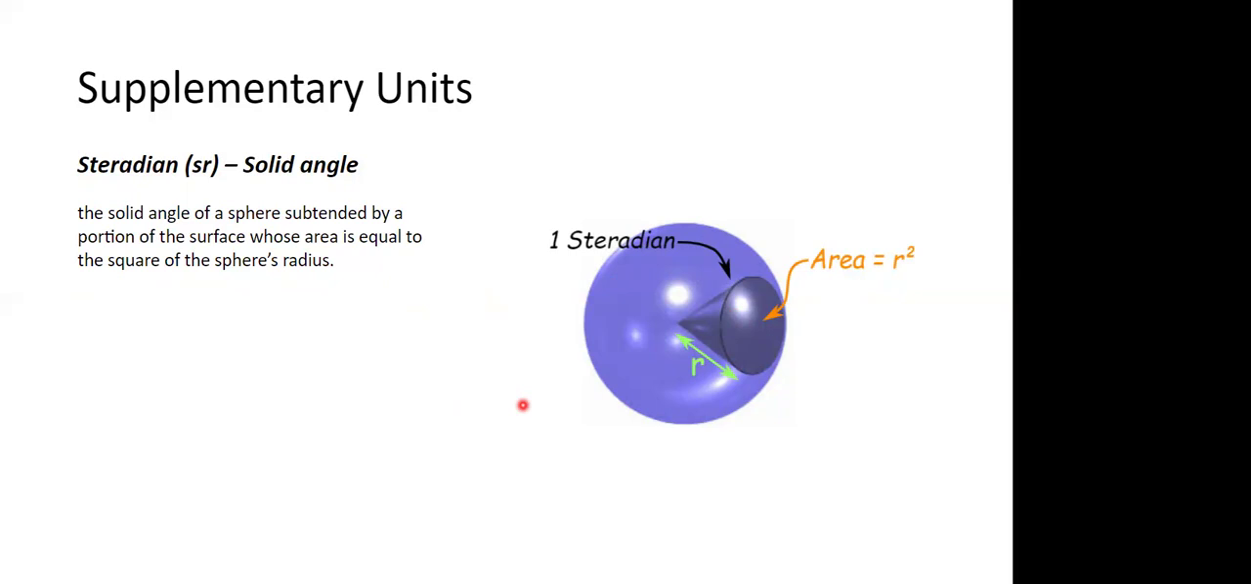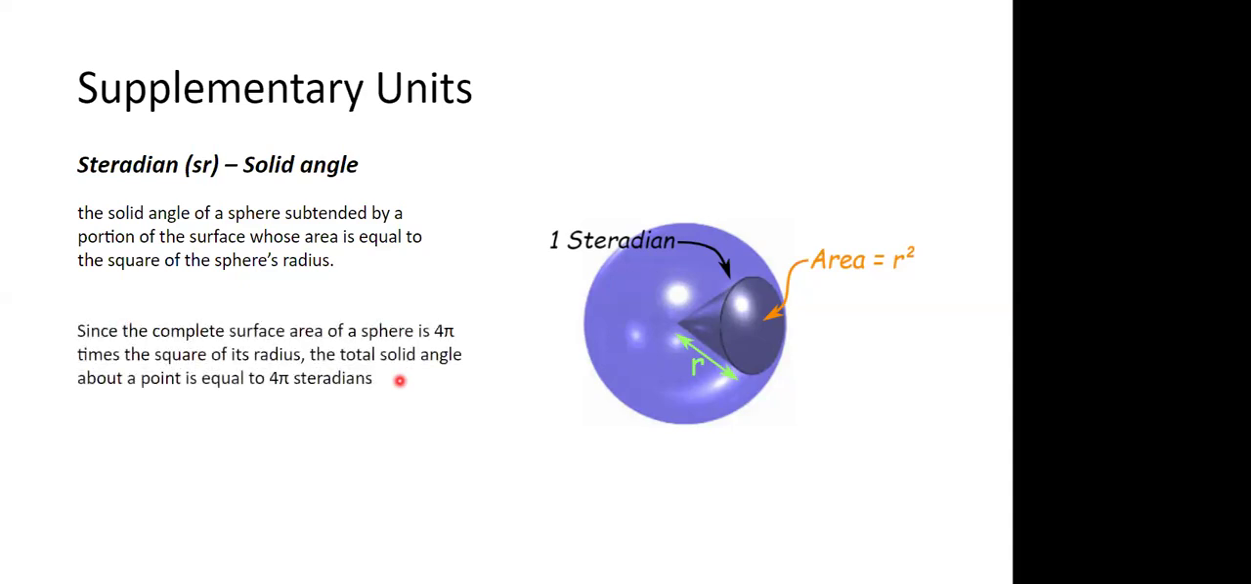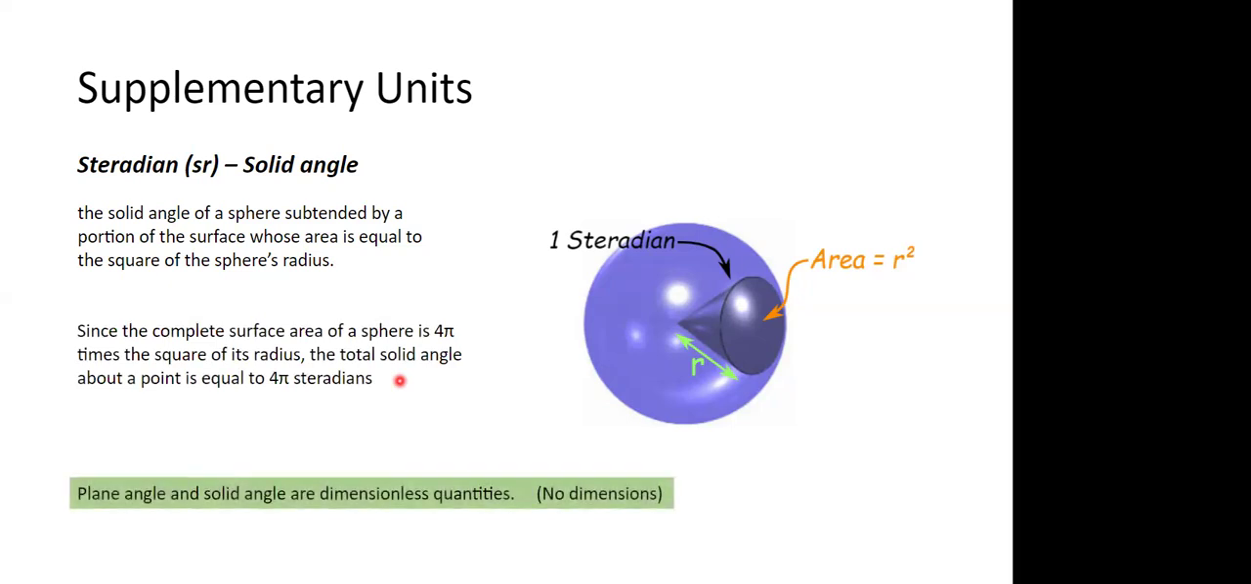Once we finish this part, we will start the dimensions. So this plane angle and solid angle have no dimension. Plane angle and solid angle are dimensionless quantities.